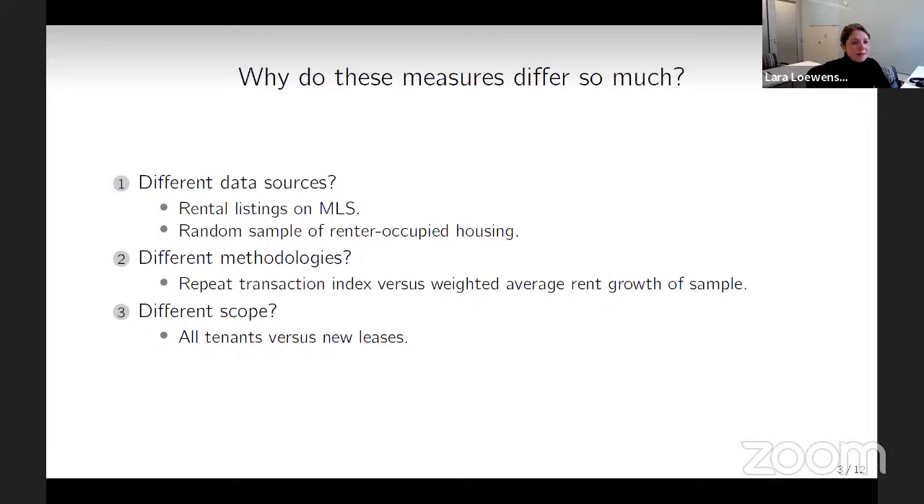And then lastly, they can be different because of their different scope. The BLS housing survey, which is the data that underlies official CPI shelter inflation, surveys all renter-occupied housing units. That includes whether the tenant is new and moved in recently or has been staying there for years. By contrast, by nature of the data source being rental listings on a service such as MLS, Zillow and CoreLogic are using new tenant rents, or effectively the rents of properties that are looking for a new tenant.